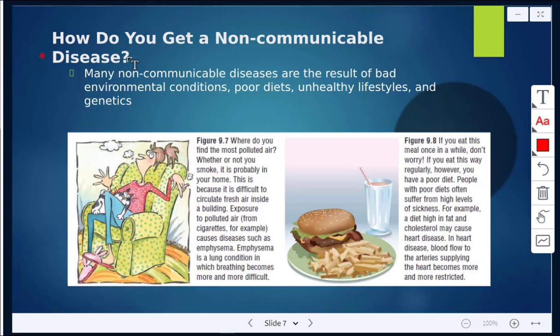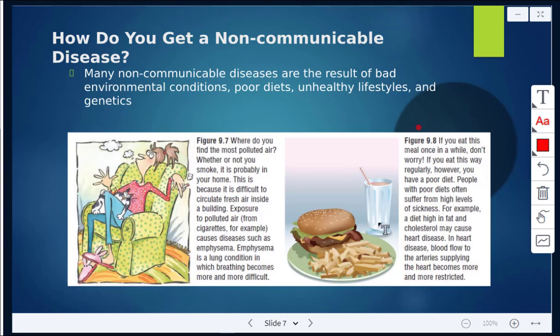All right, so here in the first figure we're looking at polluted air. So whether or not you smoke, it's probably in your home because it's difficult to circulate fresh air inside a building. So exposure to polluted air, for example from cigarettes, can cause diseases such as emphysema. Emphysema is a lung condition in which breathing becomes more and more difficult.